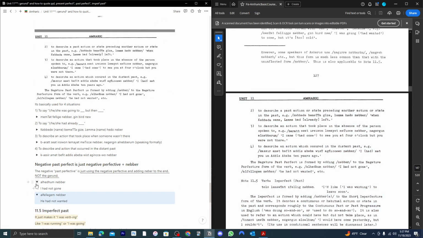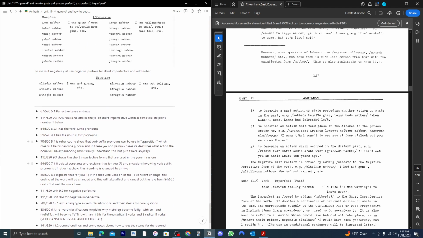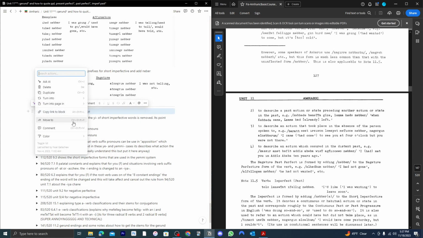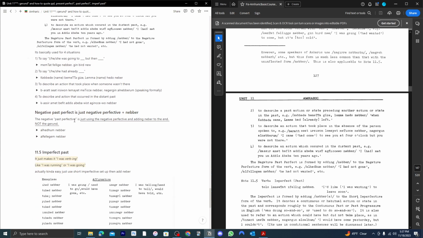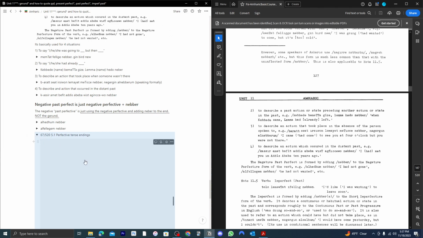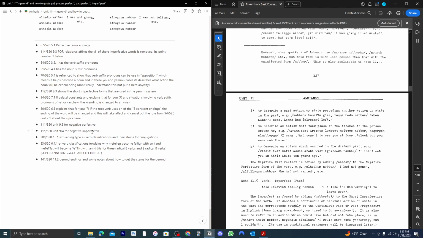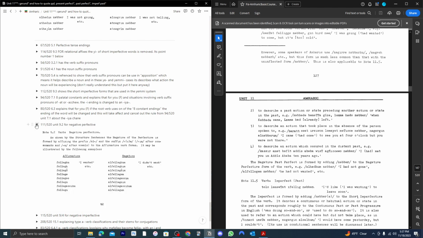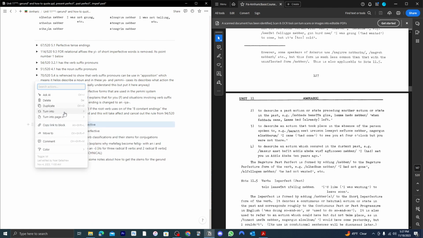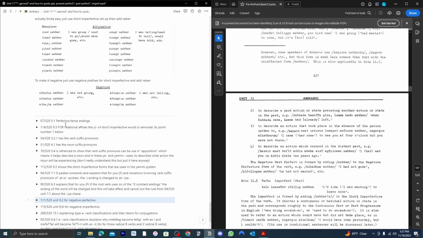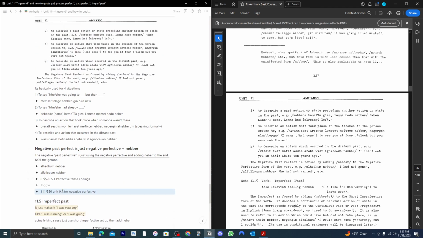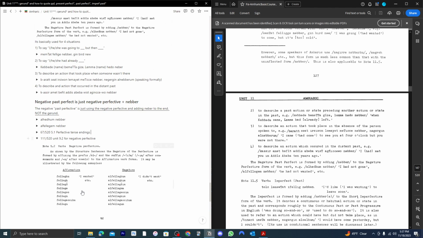And I should have put examples of the perfective endings here. I'll get back to that in a second. Actually, maybe I can just copy. Perfective tense endings. Do this. Copy. Yeah, these are the perfective tense endings. And I guess what I really need is the negative perfective tense endings, which I don't know if I have here in the cheat sheet. I do. Yeah, awesome. So yeah, I can look here for the negative perfective tense.